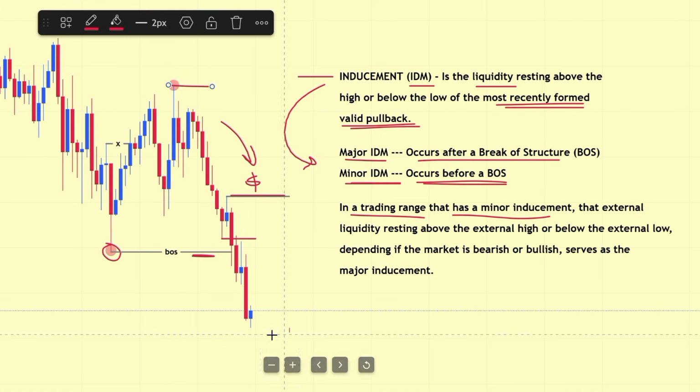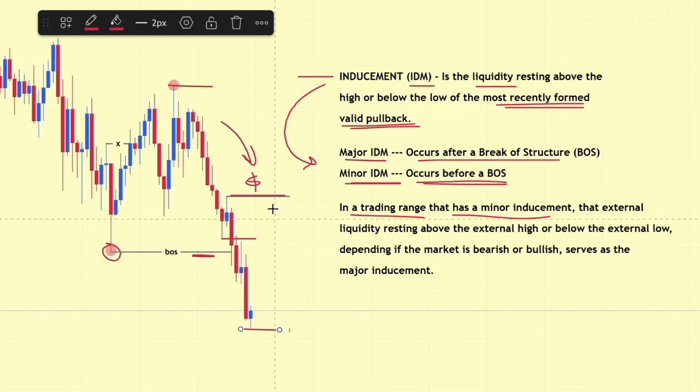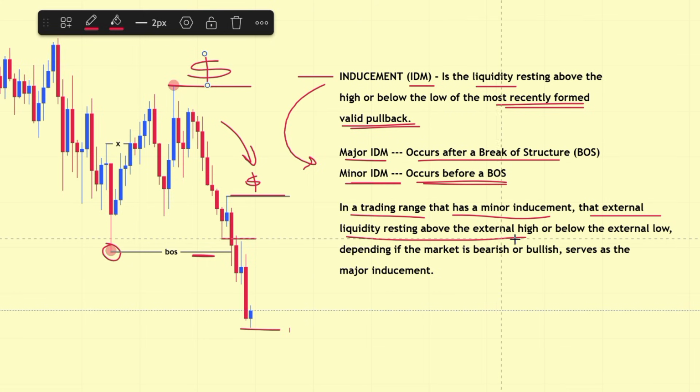Okay, so in a trading range that has a minor inducement, just like in our trading range right here, we can clearly see the high, and exactly right here, this is the low. We can clearly see that our trading range has a minor inducement. That external liquidity resting above our external high, we can clearly see this one here is our external high. So the liquidity resting above this high is what we call the external liquidity. Now that external liquidity resting above that external high serves as the major inducement.